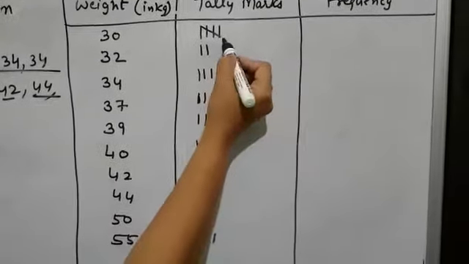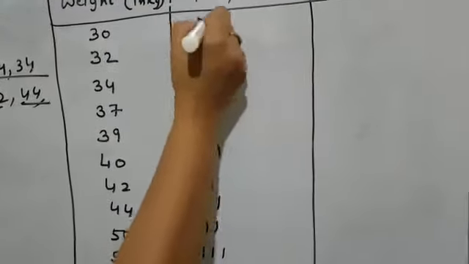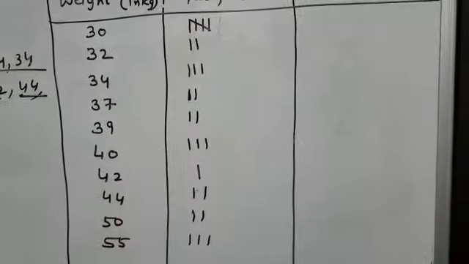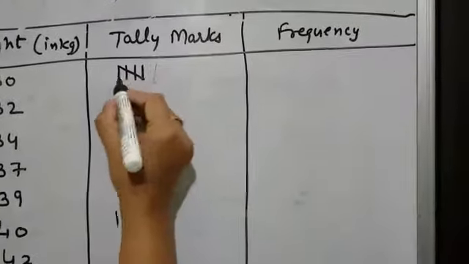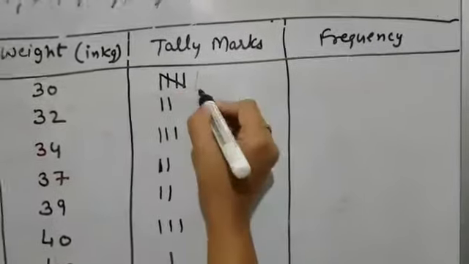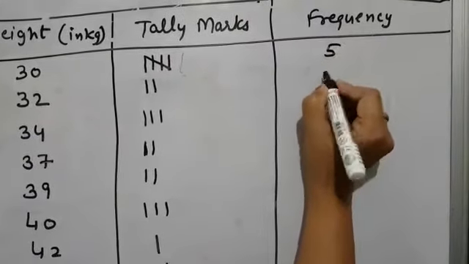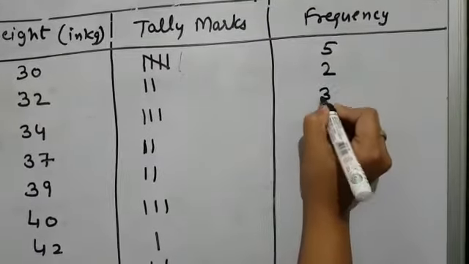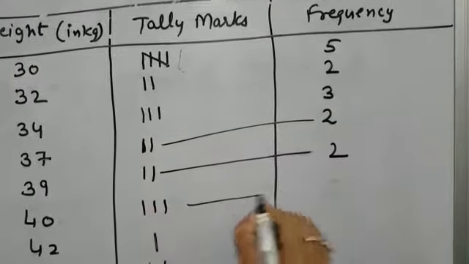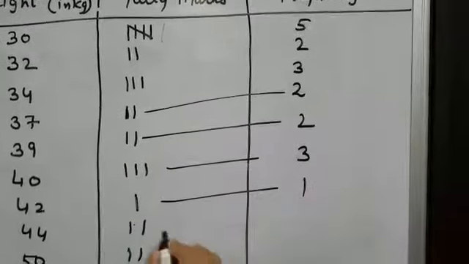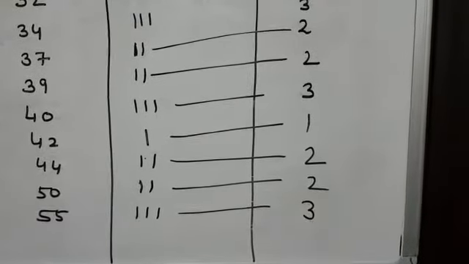When there are 4 strokes, the fifth one don't write here. You just put the fifth stroke diagonally, cutting all the 4 strokes. Okay. Now comes the frequency. Next column is frequency. Now we will write how many times 30 is repeating. In tally marks we have already written. We will write in numbers now. 5, 2, 3, 2, this 2, again 2, 3, 1, 2, 2 and 3.